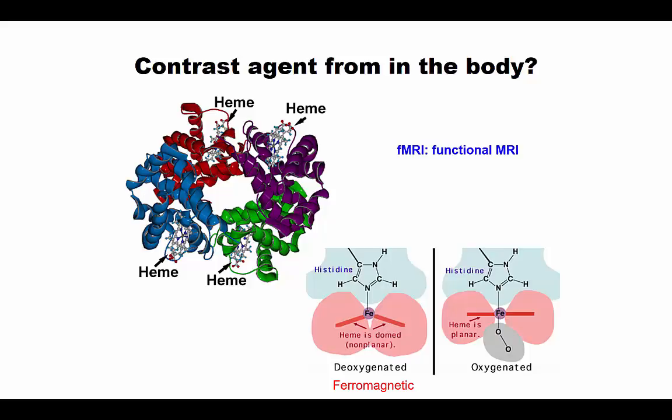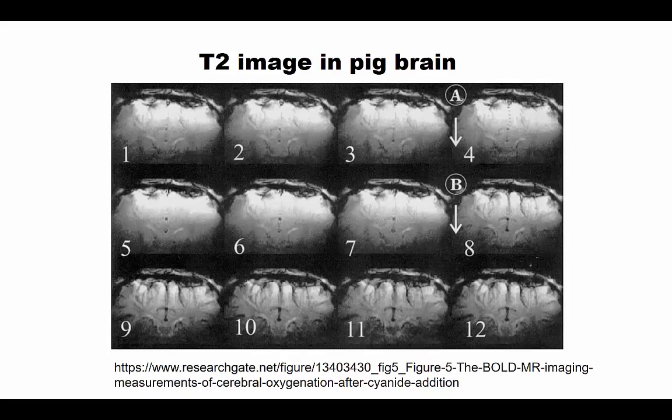As the contrast can tell the functional status of the tissue, this can be called functional MRI, or BOLD, blood oxygen level dependent MRI. In an animal model, by changing the oxygenation status, we can get different BOLD images. From top to bottom, the oxygen concentration is decreased and the contrast becomes darker and darker. So this is one example of BOLD images.